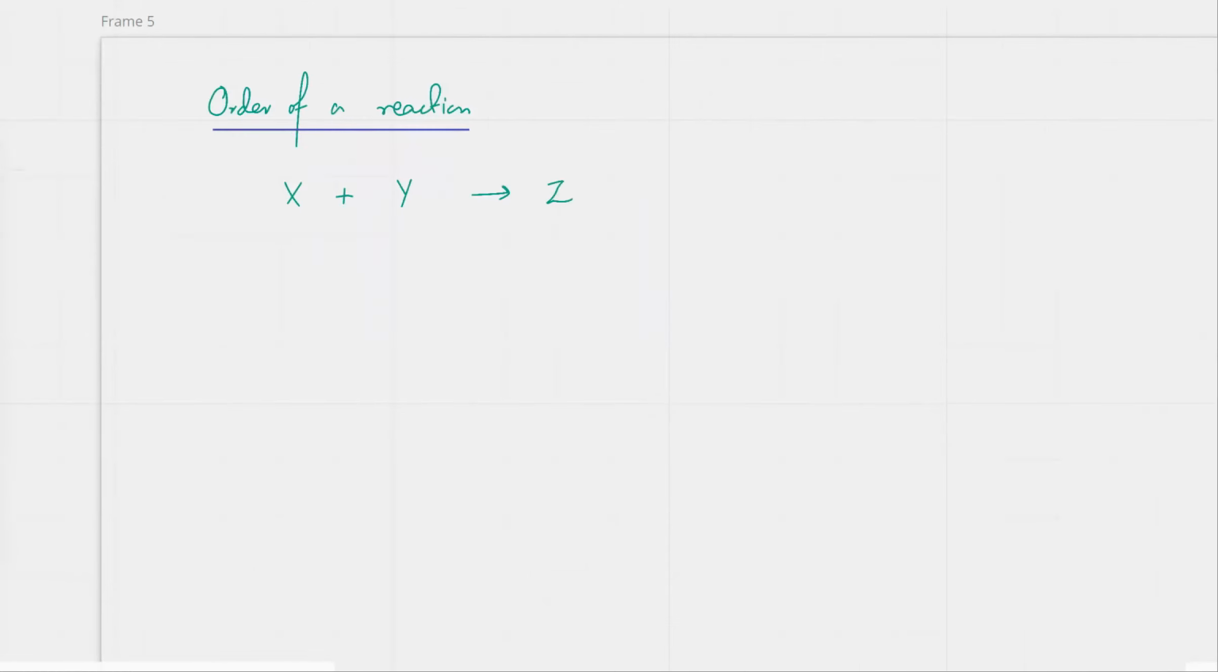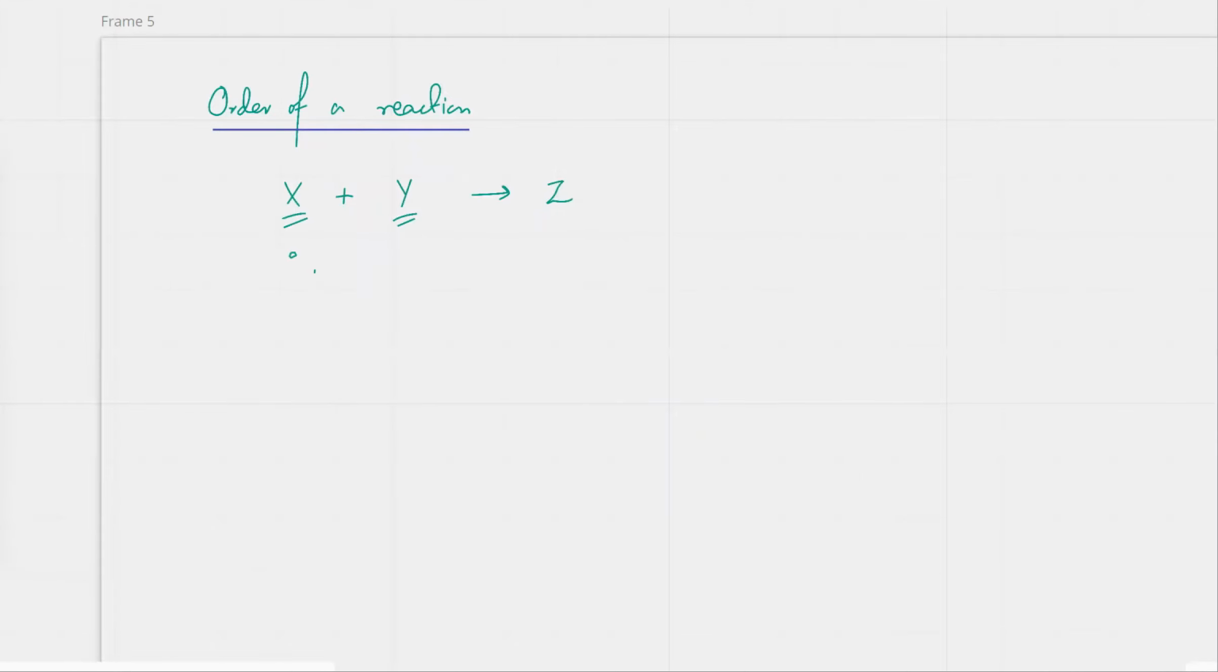Now what we're going to do is start with A2, rate of reaction. Now in A2 there's a thing called an order of reaction. So we've learned that everything depends on collisions. When two things react, for example, you've got X reacting with Y and they're producing Z, it all depends on the collisions between X and Y.